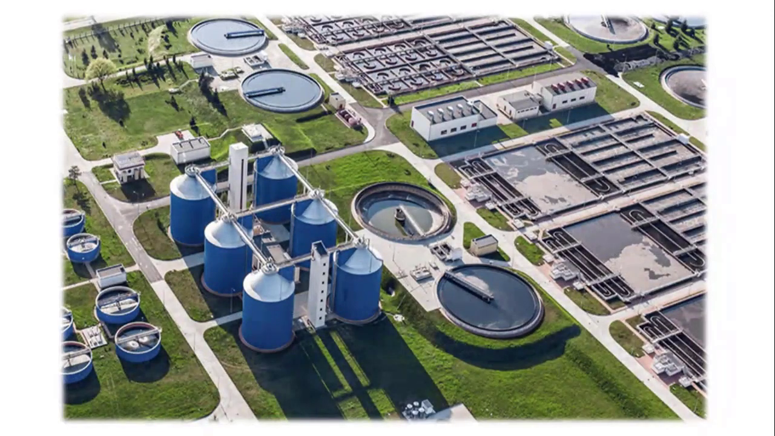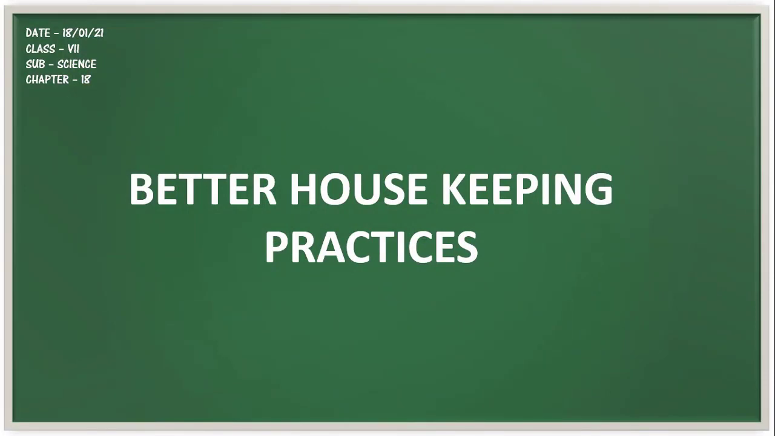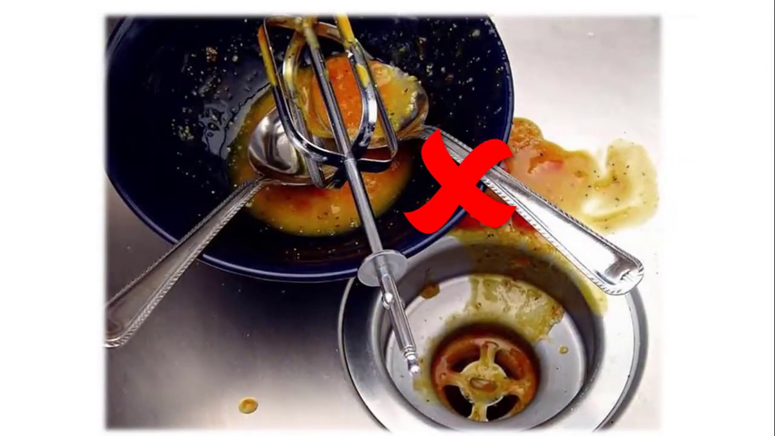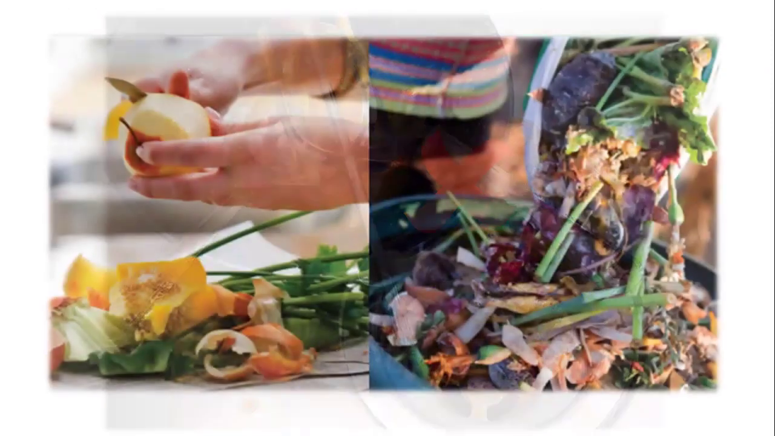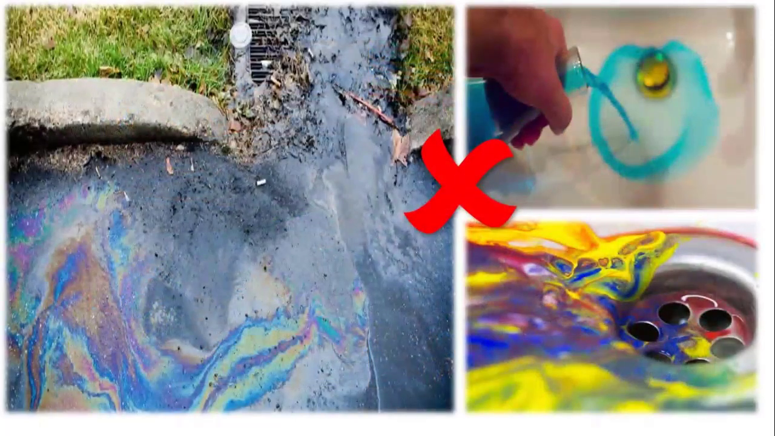Better housekeeping practices. Cooking oil and fats should not be thrown down the drain as the fats clog and block the pipes. Used tea leaves, solid food remains, soft toys, cotton, sanitary towels, etc. should not be thrown in drains as they do not allow free flow of oxygen. This hampers the degradation process.